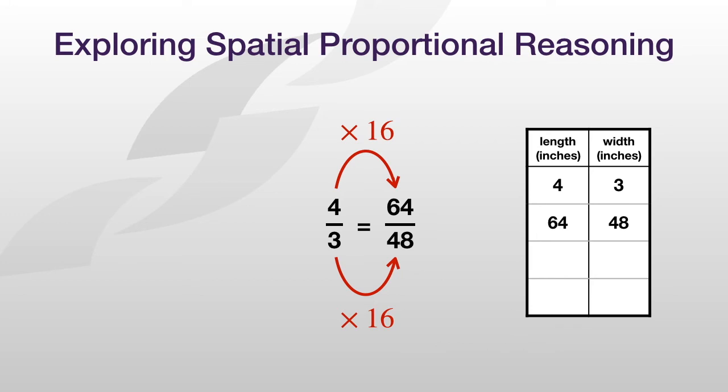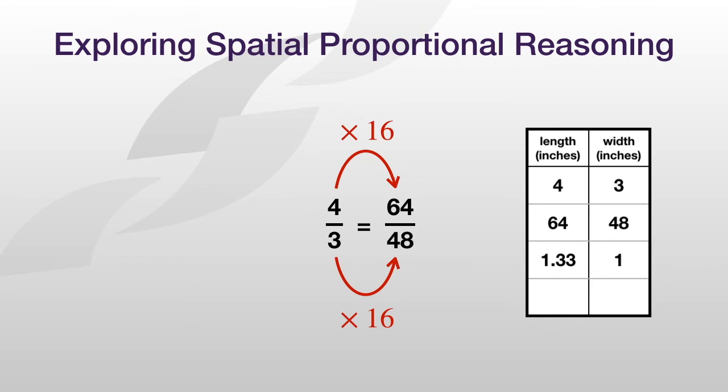We can use the table of equivalent ratios to get the same answer in different ways. For example, we might divide both 4 and 3 by 3. This gives us a width of 1. And 1 can be scaled up to 48 by multiplying by 48.